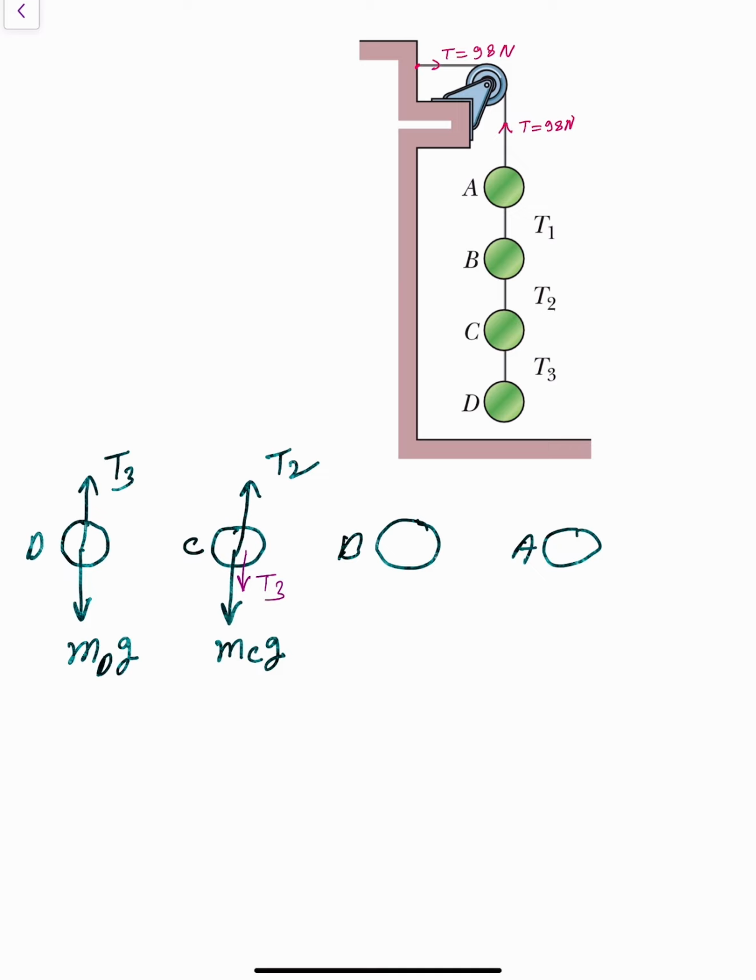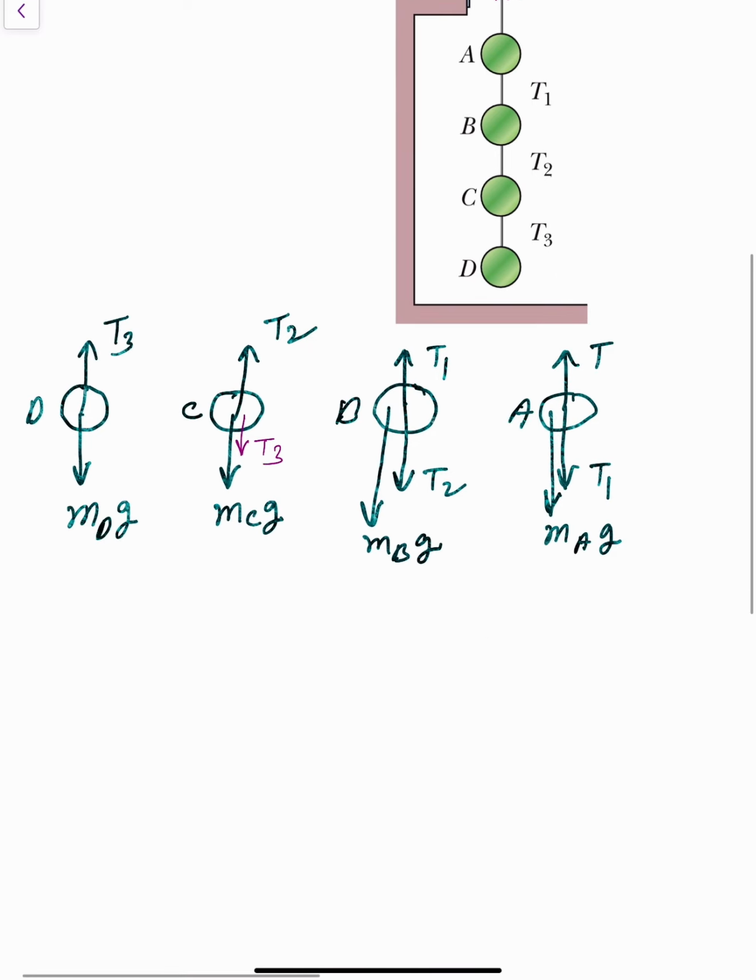Clear or not? Now after that, focus on disc B. Here T1, and here tension T2, and MB into G downward. After that, disc A: tension T here, tension T1, and also weight downward, so MA into G. Clear? So how can we determine the masses?